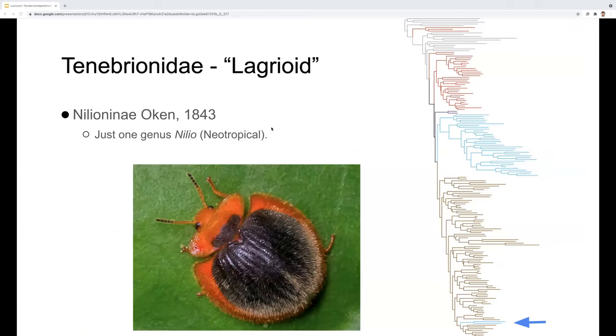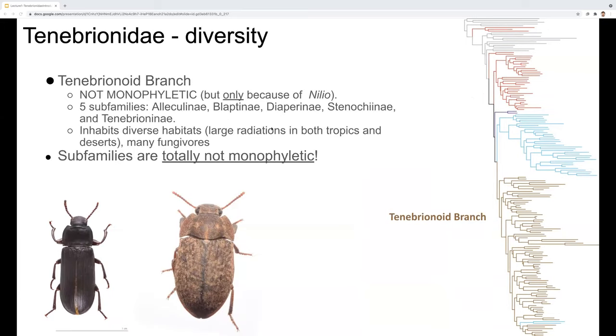Then last we have Nilioninae, which is just this genus Nilio, which is neotropical and is supposedly lagrioid, but doesn't actually belong there. So then we have the Tenebrionidae branch. Again, not monophyletic, but largely this is just because of Nilio being there. So actually doing okay maybe for these branches of the family. But the subfamilies are totally not monophyletic.